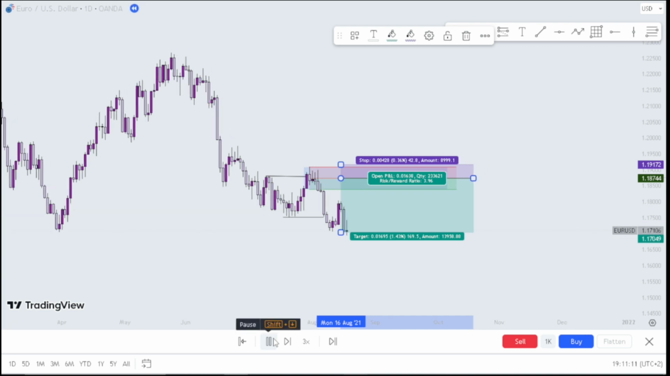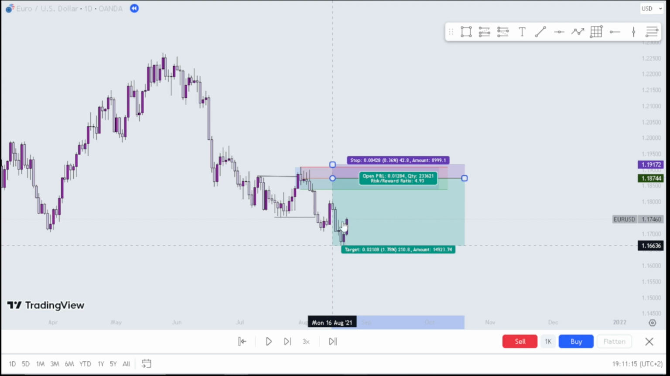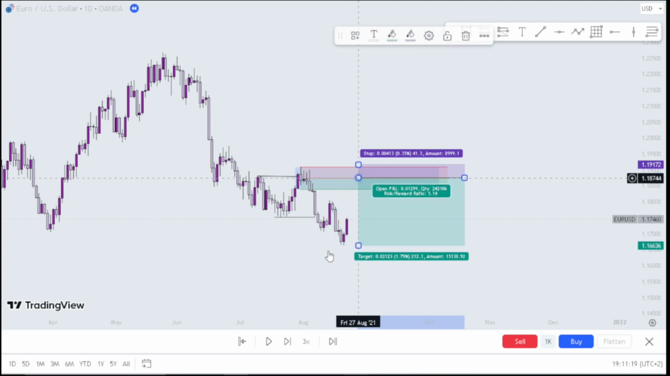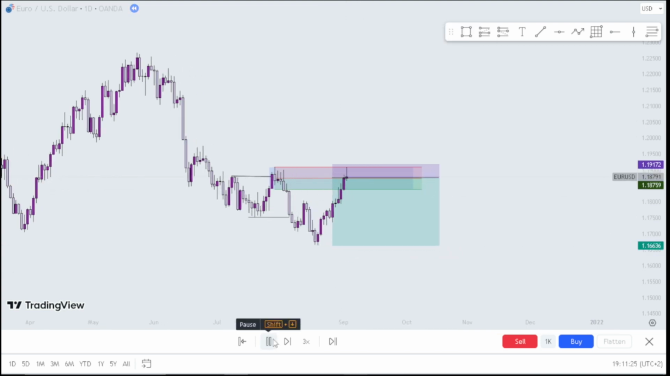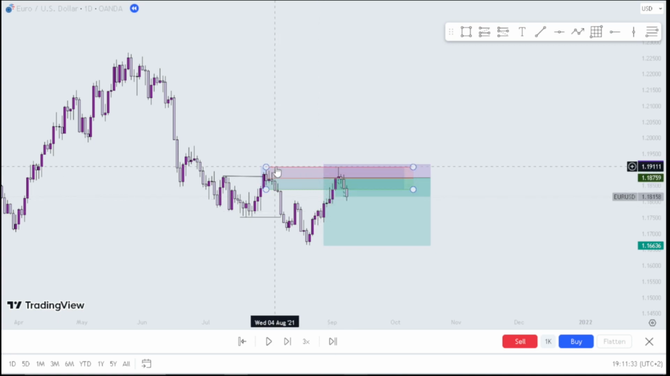Okay, market went a little bit lower. So let's say that's our target over here. Okay, so we got tagged. The market came to our 50%. It actually went up to the extreme of the order block and reversed there. So now let's see what happens.